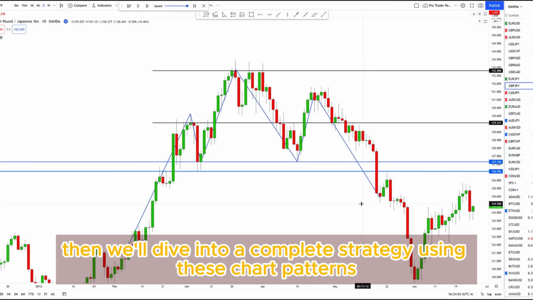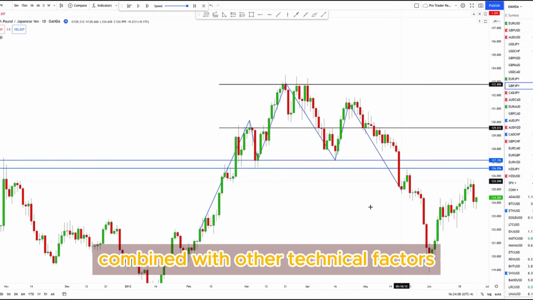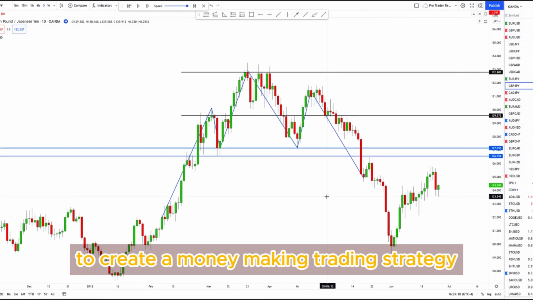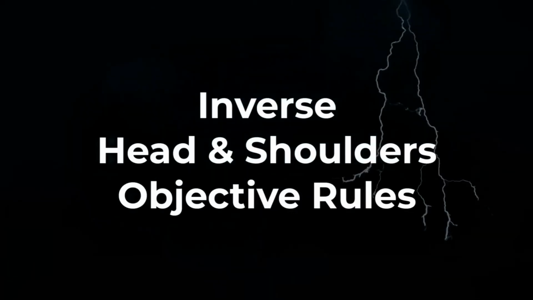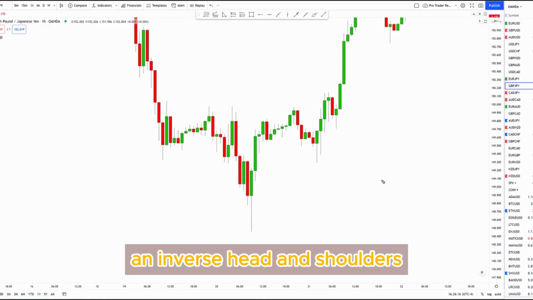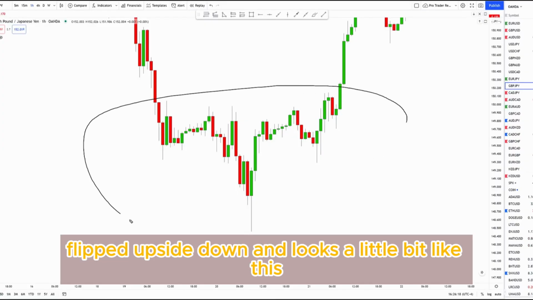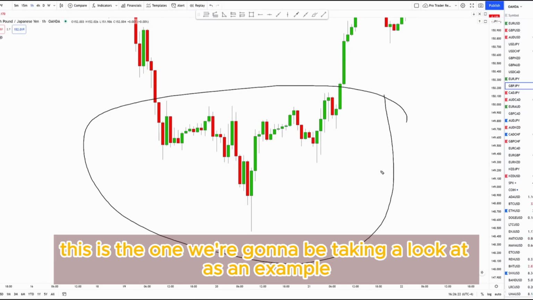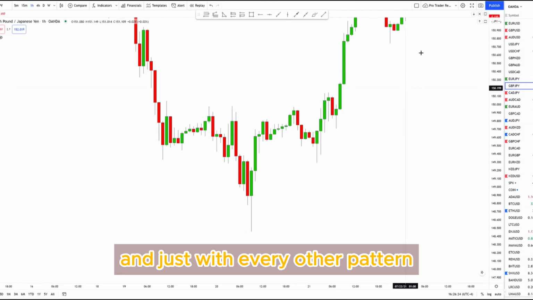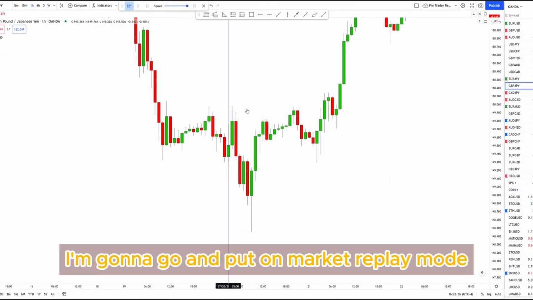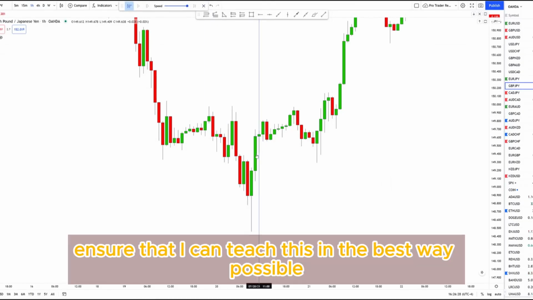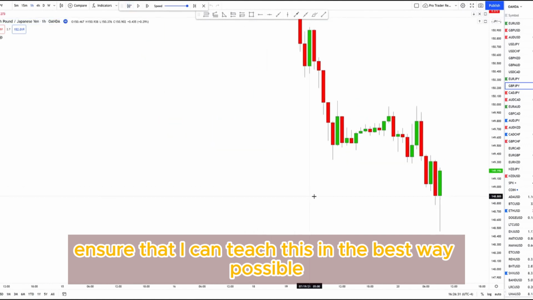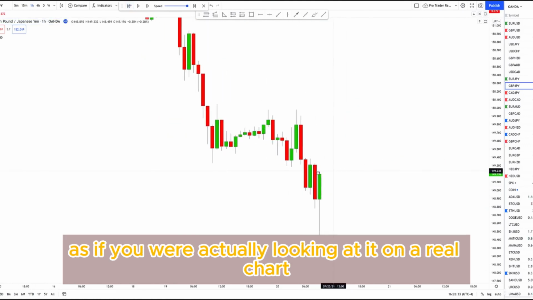Then we'll dive into a complete strategy using these chart patterns combined with other technical factors to create a money-making trading strategy. An inverse head and shoulders pattern is just a head and shoulders pattern flipped upside down and looks a little bit like this. This is the one we're going to be taking a look at as an example, and just like with every other pattern, I'm going to go ahead and put on market replay mode to ensure that I can teach this in the best way possible as if you were actually looking at it on a real chart.